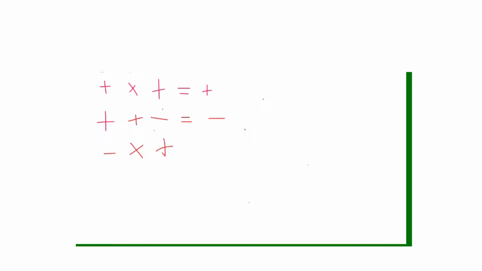Multiplied by a positive number also gives us a negative number. And a negative number times a negative number gives us a positive number. So that's what we need to know.